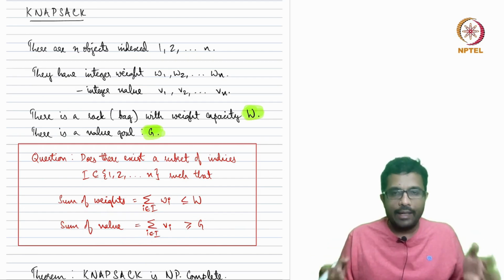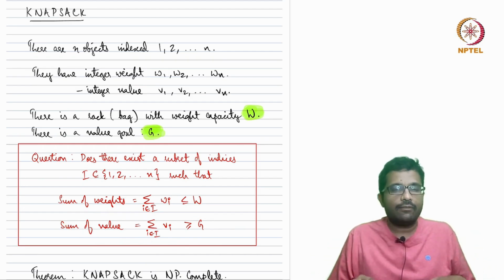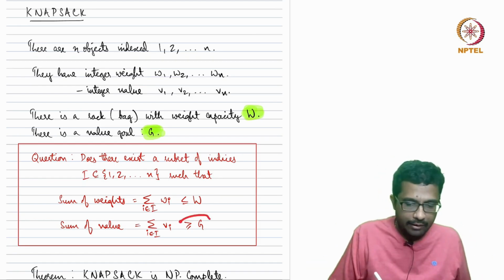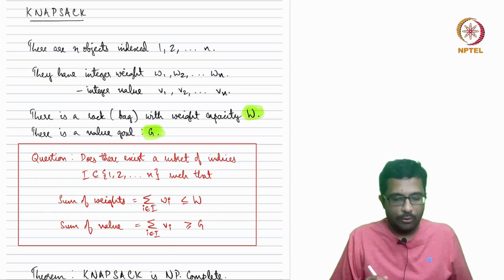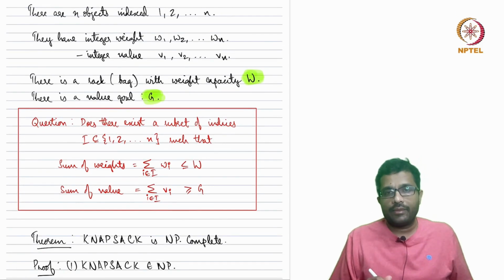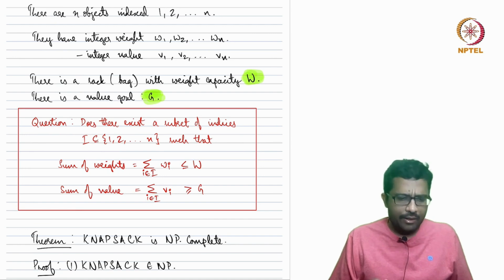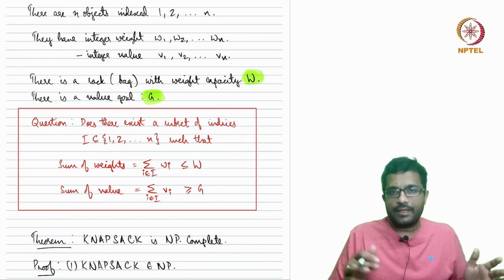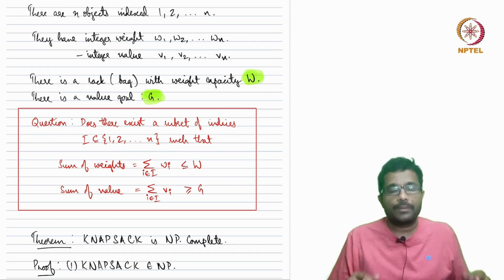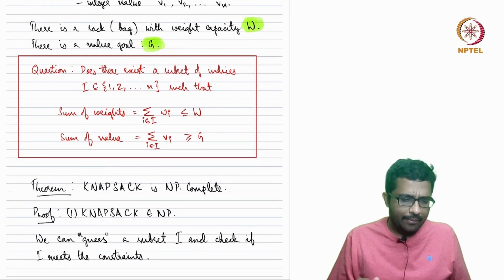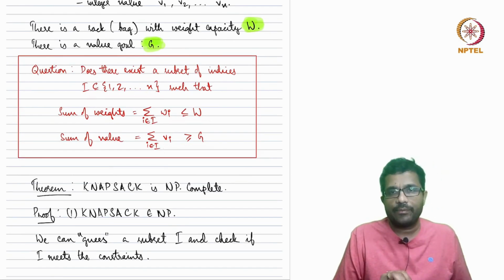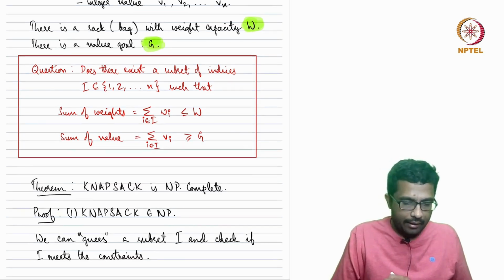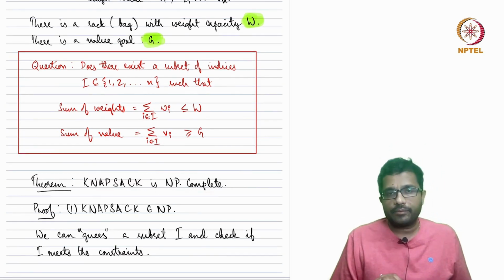One would want to get items whose weights are below capacity, but whose value is above the goal. So the total weight is at most the capacity W and the value is at least the goal. That is the question, and this happens to be NP-complete. You may feel that even in subset sum we wanted to pick a subset of numbers which gave the sum to a target. Here it is similar. Here also we want a subset of items that satisfies both conditions. In fact, this problem also is NP-complete.